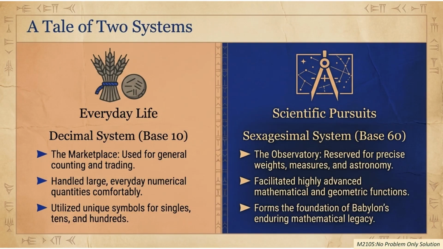Babylonian society actually operated with two systems. A decimal or base 10 system was used for everyday trade in the marketplace, while a sexagesimal or base 60 system was reserved for advanced scientific and astronomical pursuits.